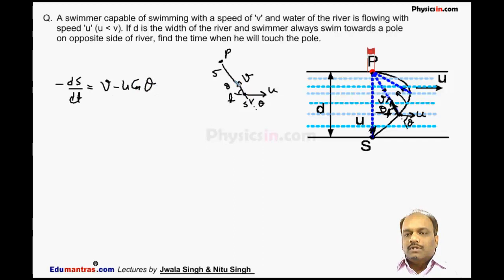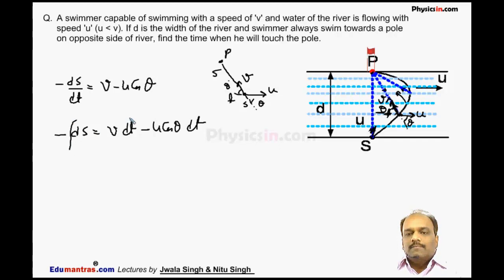This component of velocity is decreasing the separation, whereas u cos theta is increasing it. The line joining this pole and the swimmer is decreasing at a rate of v minus u cos theta. So this is the velocity of approach of this swimmer towards this pole. So we can say minus ds, that is equal to v into dt minus u cos theta into dt.